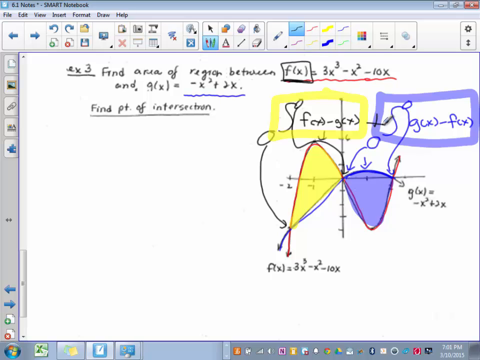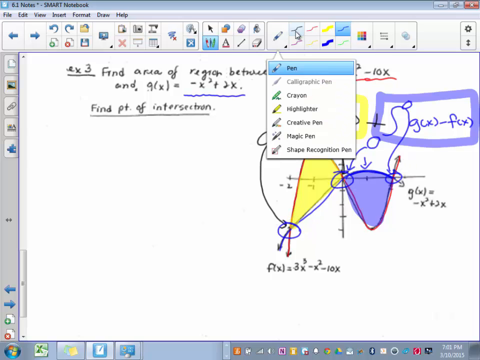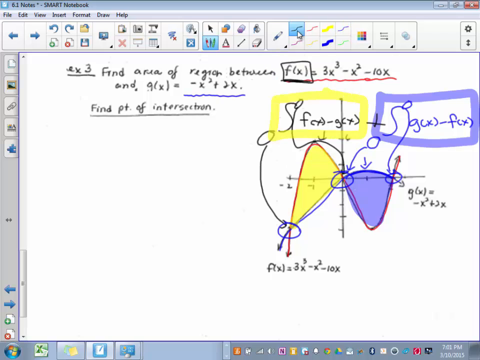Okay? So let's set this up. The process is just the same as before. We've got to figure out what these points are, this point and this point. And to do that, you need to take the g of x function and set it equal to the f of x function. So we'll do that over here. I've got negative x squared plus 2x is equal to 3x to the third minus x squared minus 10x.